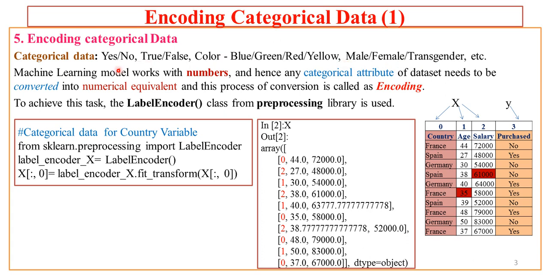But the problem with our machine learning model is that it works with numbers, and any data which is categorical, not numeric, needs to be converted into its numerical equivalent, and this process of conversion is called encoding. Now to do encoding of any attribute having categorical data, we need the label encoder class of the preprocessing library of sklearn in Python.